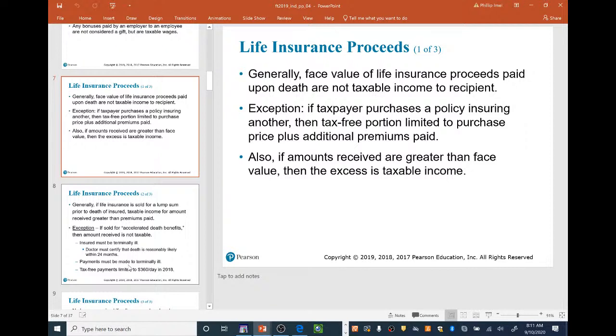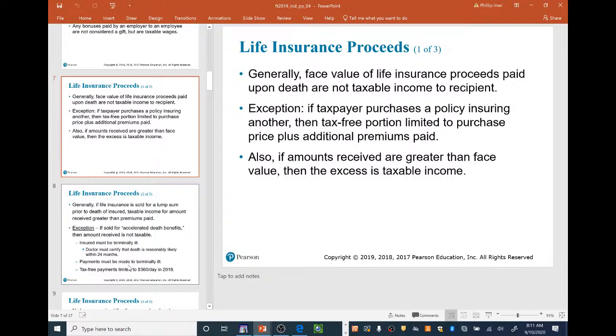So let's look at an example of the life insurance proceeds. Let's say a father dies. The son is named the beneficiary in an insurance policy on the life of the father in the amount of $1 million. The son receives the $1 million proceeds free of income tax.